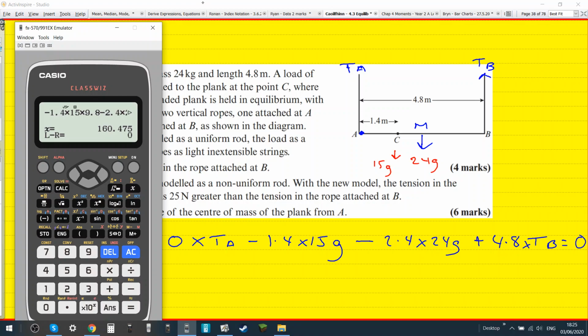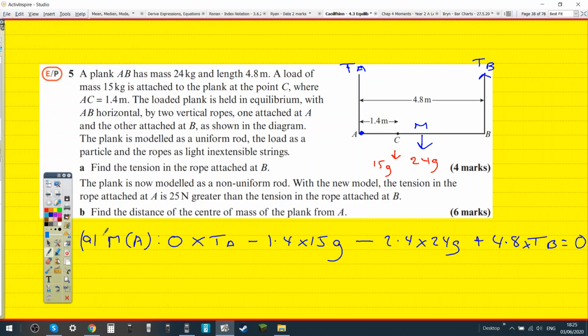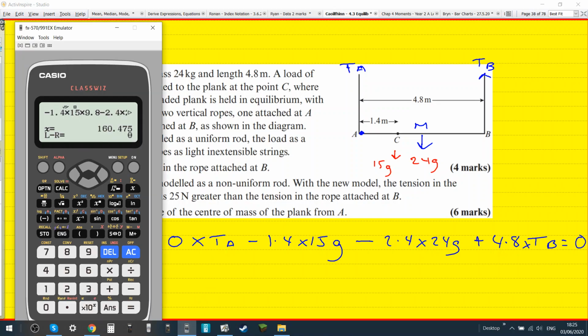Okay. So then 4.8 TB is equal to 793.8. So to work out the tension, we would do 793.8 divided by 4.8. Sounds about right. Okay, so we get 165.375. Sounds about wrong. Hang on. Oh, is that what you got? 160.475? No, I got 165.375. Let's see. So I did 1.4 times 15 times 9.8.